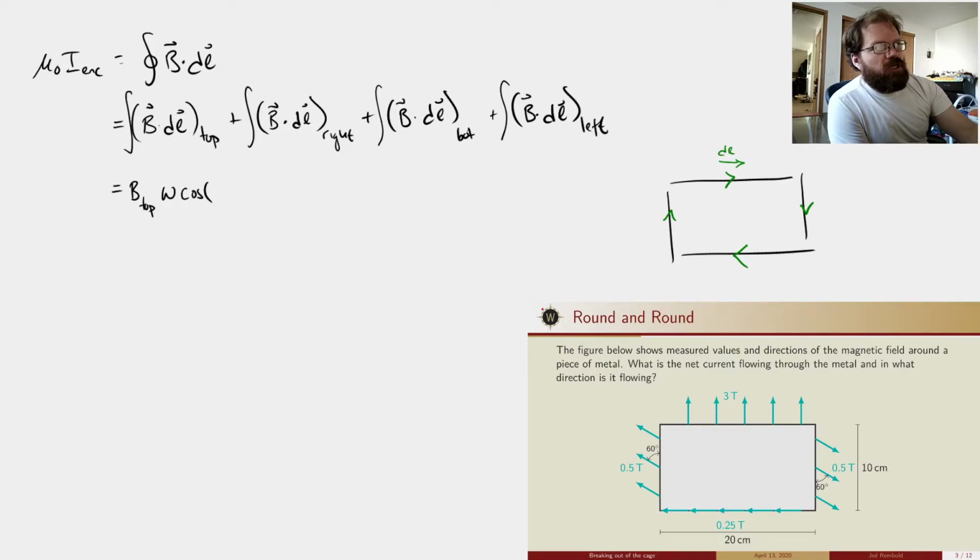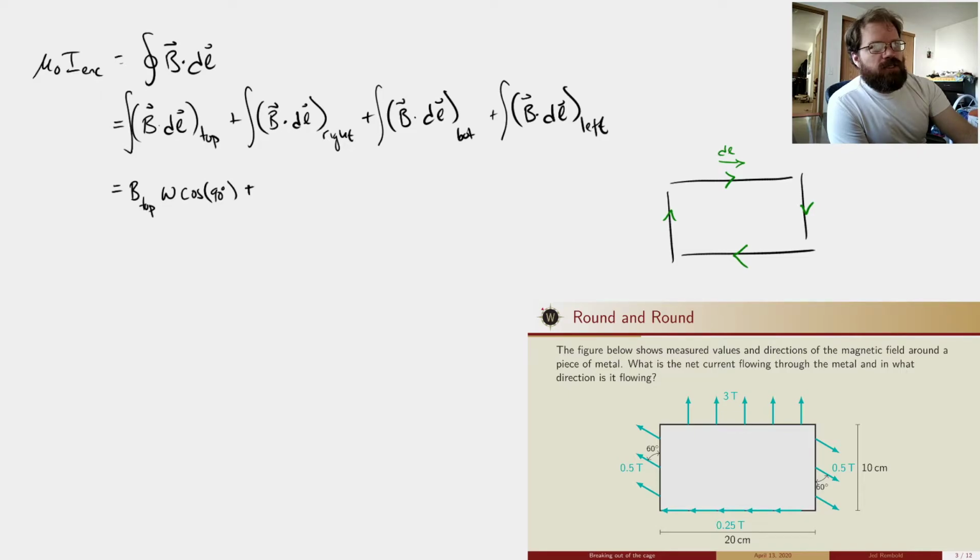So up on the top, DL is pointing that direction, B is pointing straight up, and therefore the angle between those is just 90 degrees. The cosine of 90 is going to end up being 0. All right, and we can just repeat that the whole way around.